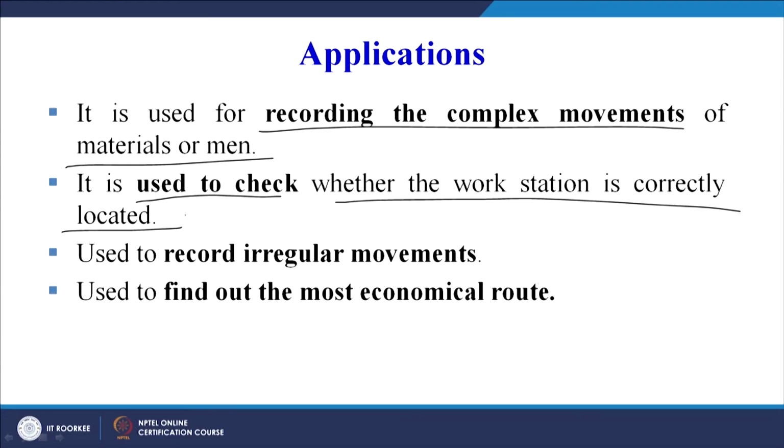It is just the conclusion for today's lecture. It is used to check whether the workstation is correctly located, as in the case of the metal worker case study, where the facilities or the workstations were not properly located. So when we located them properly, we were able to reduce the unnecessary movement of the metal worker. These are also used to record irregular movements, especially in case of a worker who is serving food in a restaurant. That can be one example of recording the irregular movement, and it is used to find out the most economical route.